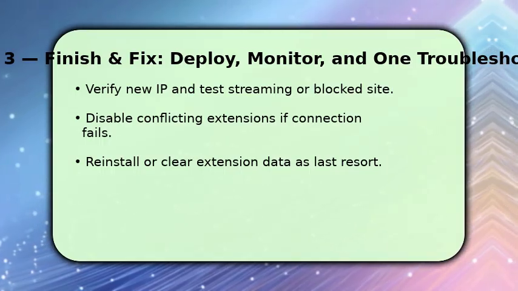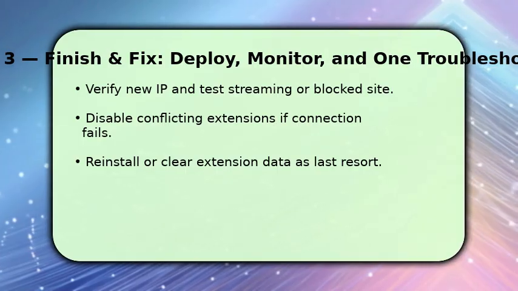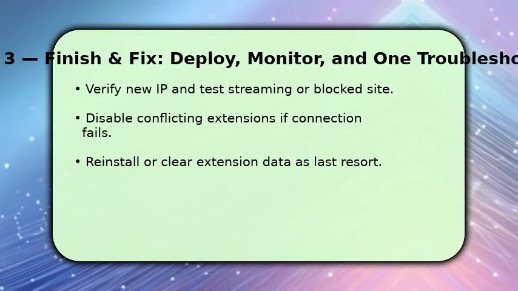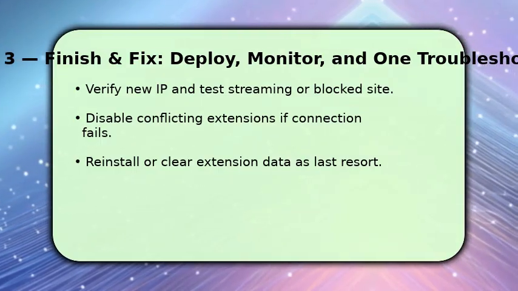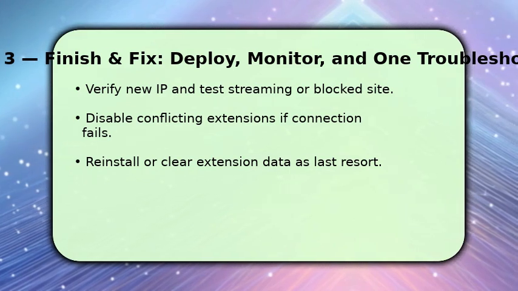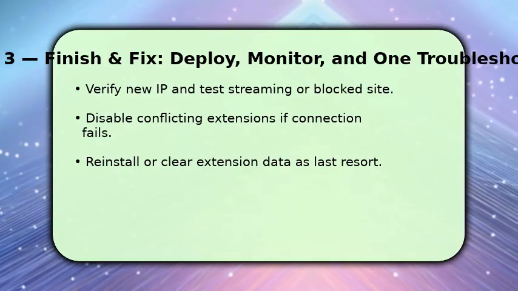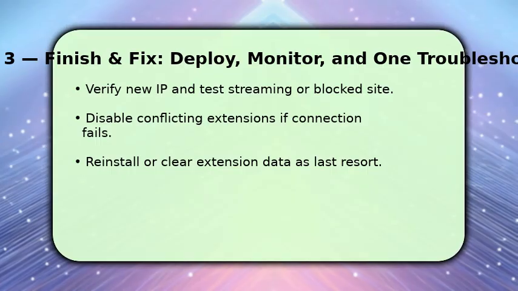If pages don't load, turn off other extensions that modify traffic. Ad blockers or proxy tools can conflict. Then reconnect. If problems persist, clear the extension data or remove and reinstall Urban VPN. This resets corrupt settings. One key troubleshooting tip: if speeds are slow, switch to a nearer server or restart Chrome. This resolves most latency and DNS caching issues.